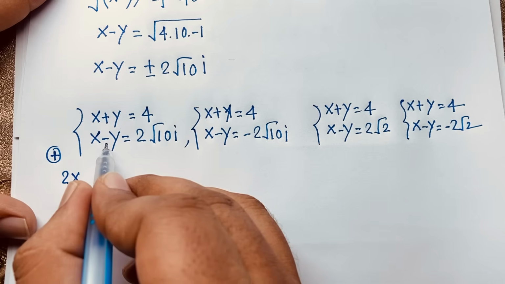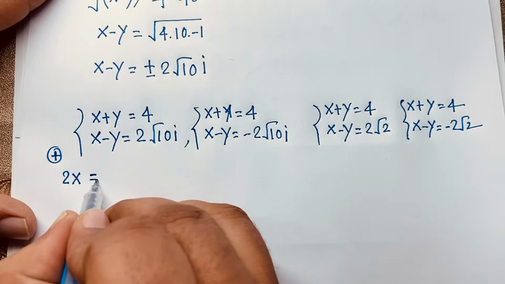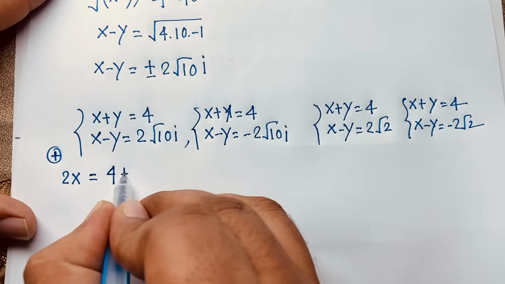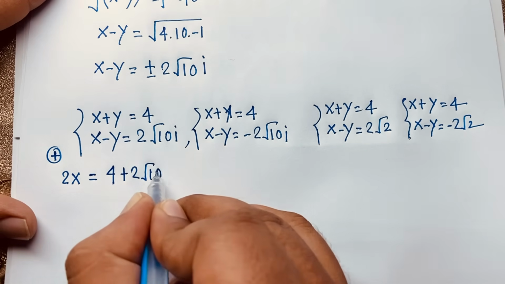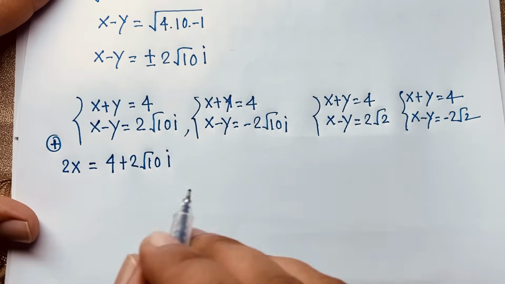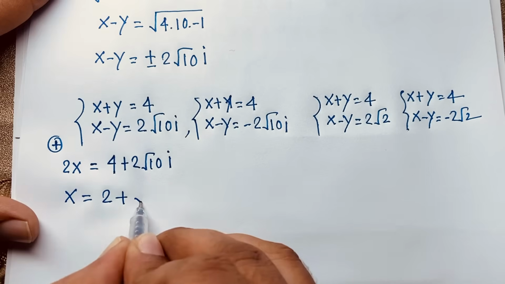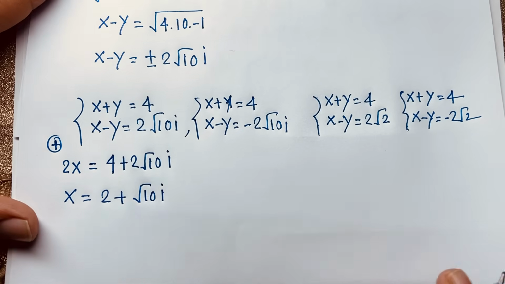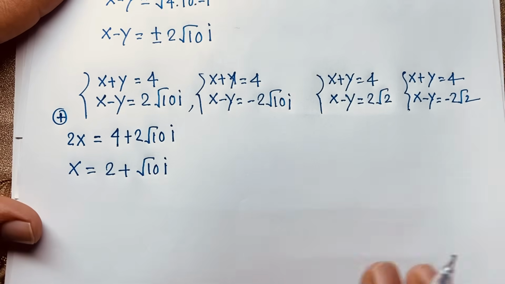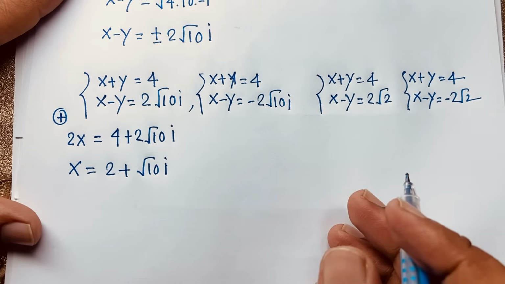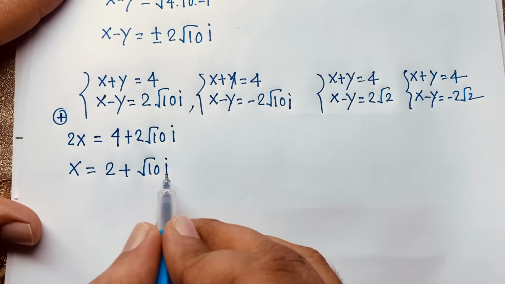Y and minus y, it will be 0. Then this plus this, it will be 4 plus 2 square root 10i. Then if I divide both sides by 2, we'll find out x is equal to 4 divided by 2, it will be 2, and it will be square root 10i. Now you can easily see x is equal to this. Then y is equal to what? So x is equal to 2 plus square root 10i.